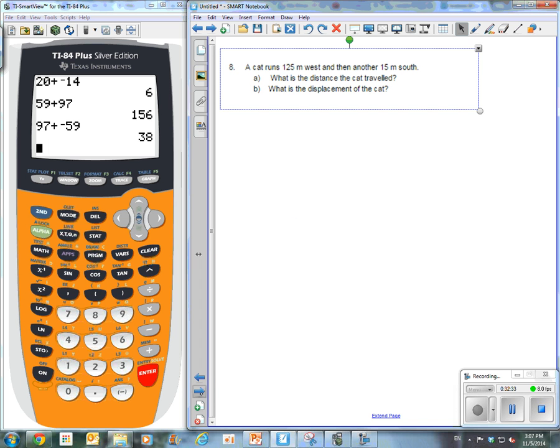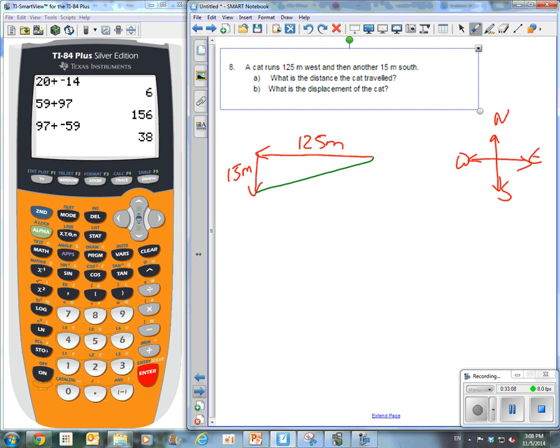All right, now we're doing question number 8. A cat runs 125 meters west and then another 15 meters south. So now this is where, again, we're going to have to care and use a little bit of trig here. A cat runs 125 meters west and then another 15 meters south. My resultant is from where the cat started to where the cat ended. So this is again C, which is my hypotenuse in my right angle triangle.